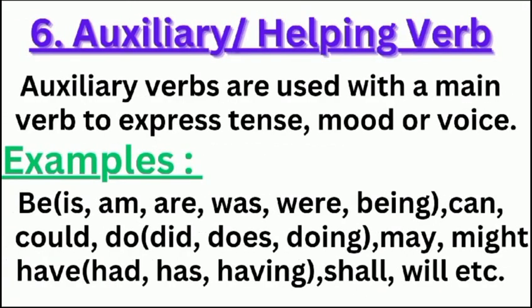6 auxiliary or helping verb. Auxiliary verbs are used with a main verb to express tense, mood, or voice. Examples: be, is, am, are, was, were, being. Can, could. Do, did, does, doing. May, might. Have, had, has, having. Shall, will, etc.